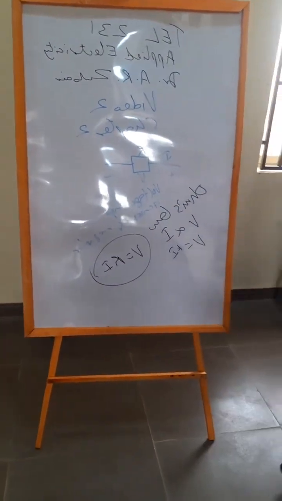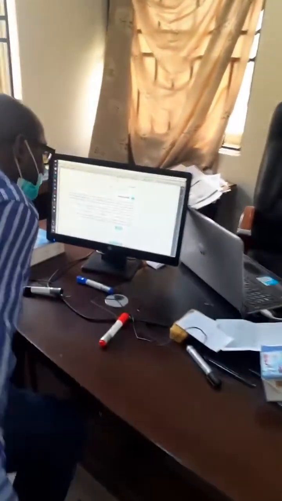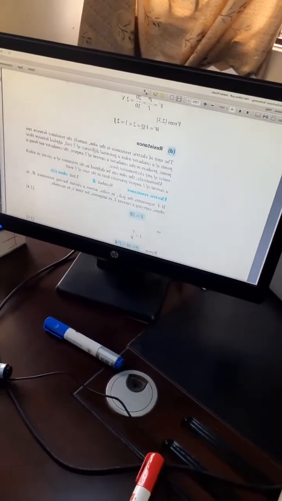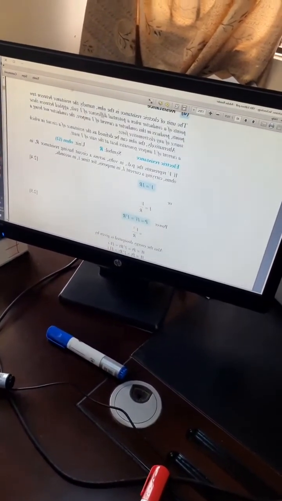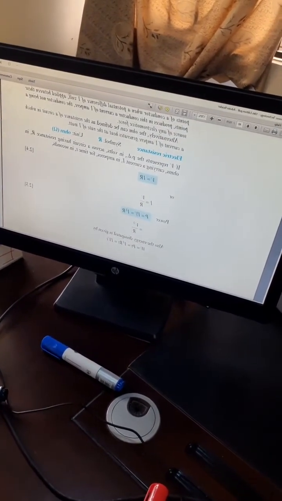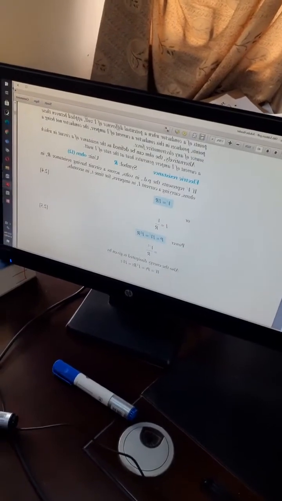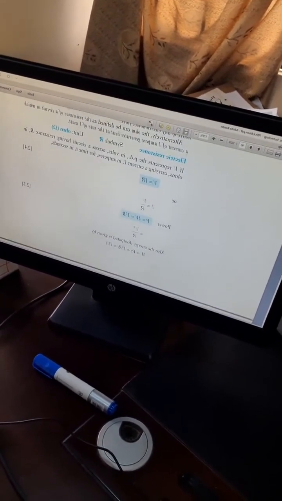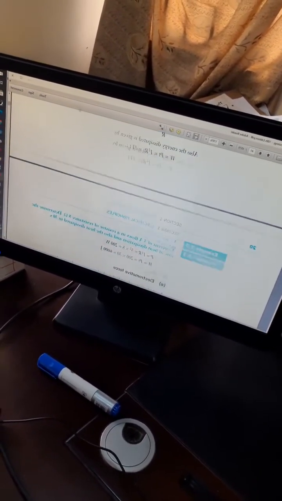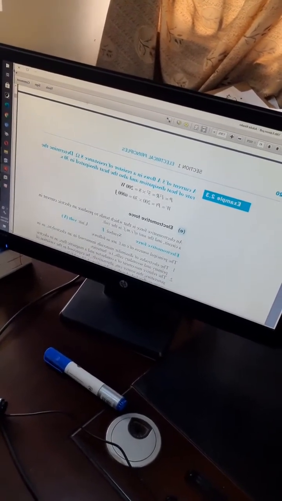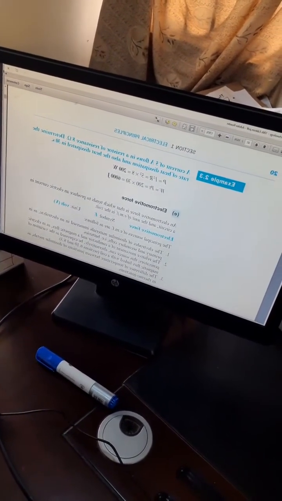Now let me return back to our book. Now we have resistance. Power is going to be equal to IV. Since V equals IR, power is going to be equal to I squared R. Please take the examples on your own. Example 2.3.